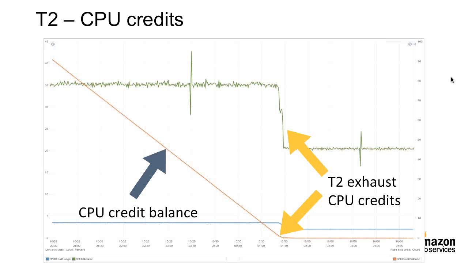So the green graph actually shows you the CPU utilization, and the blue one is the credit balance that is remaining, and the red lines are the CPU credits that are getting utilized. So as your credit balance decreases, you will see that your utilization actually flattens out to a base performance.